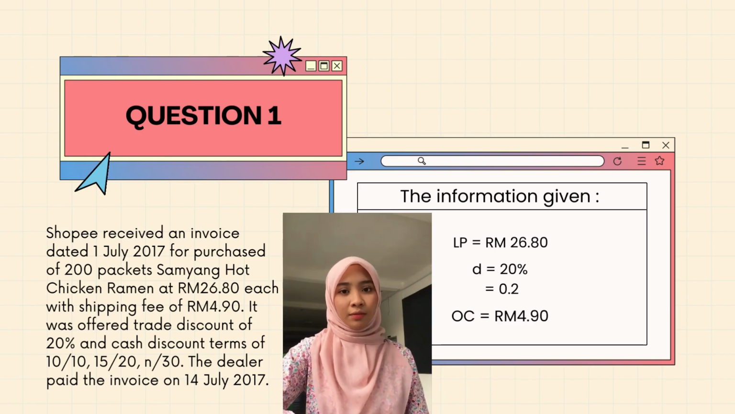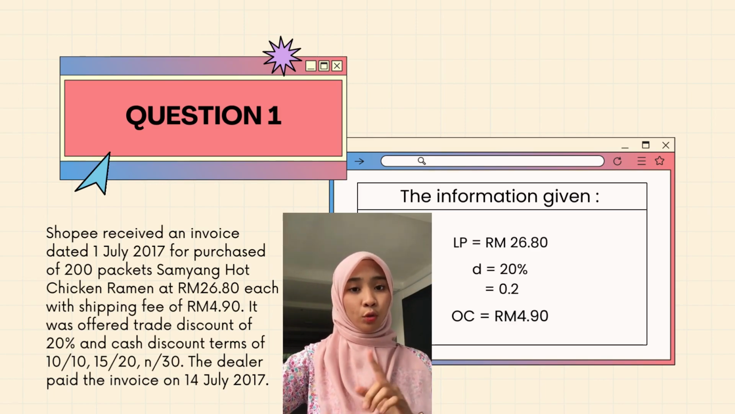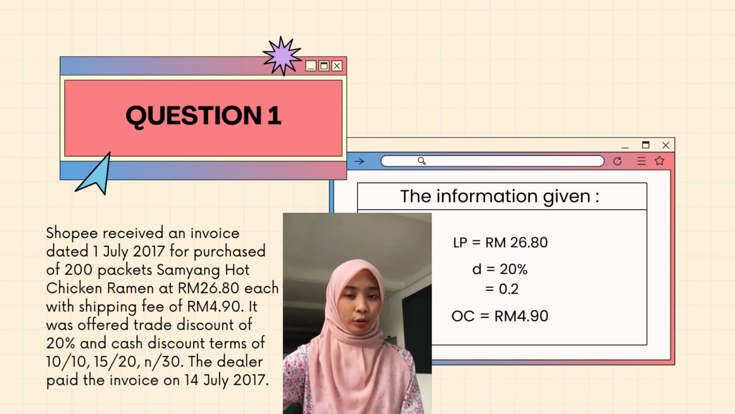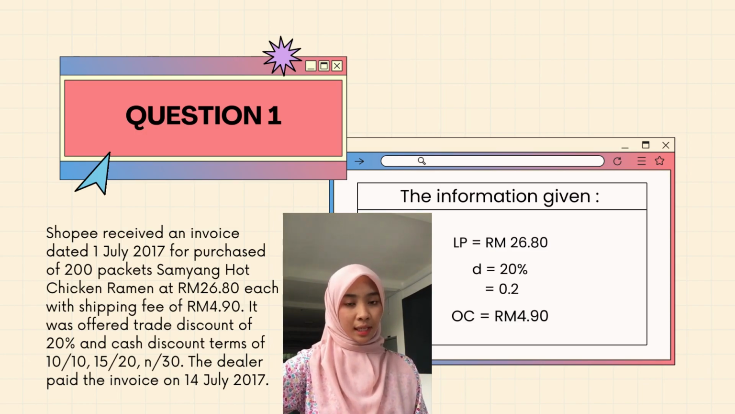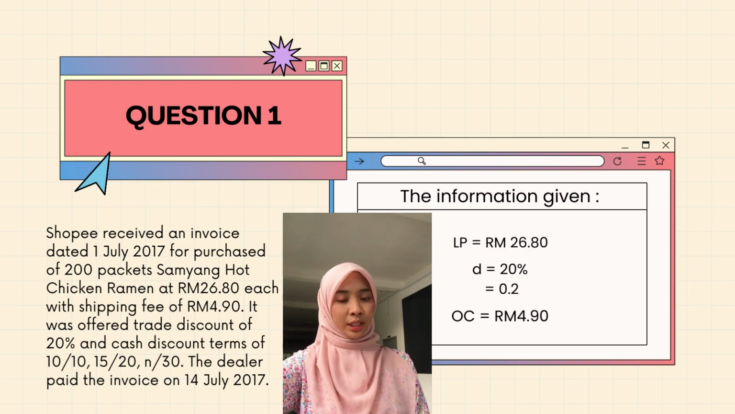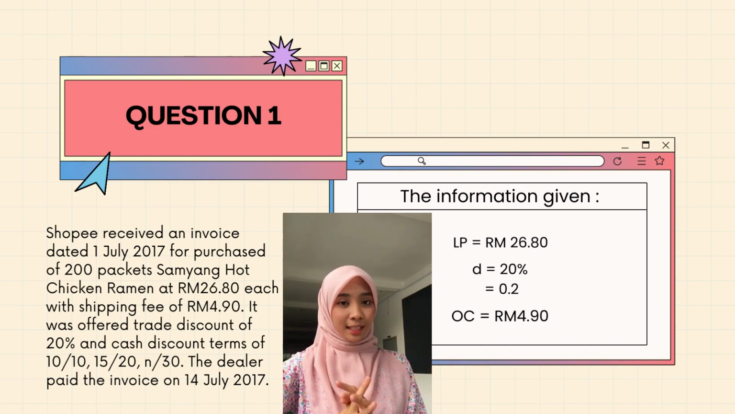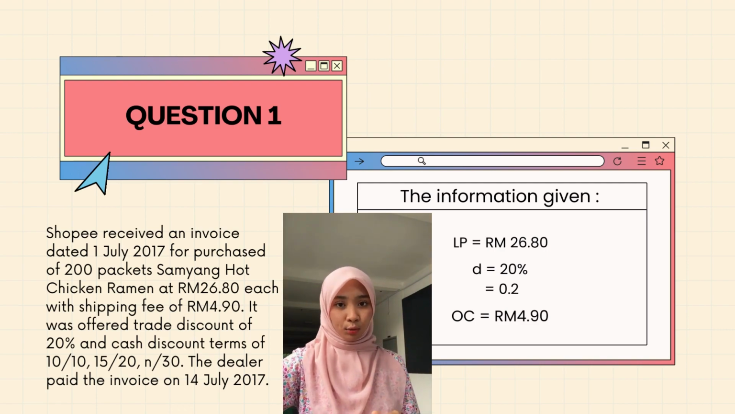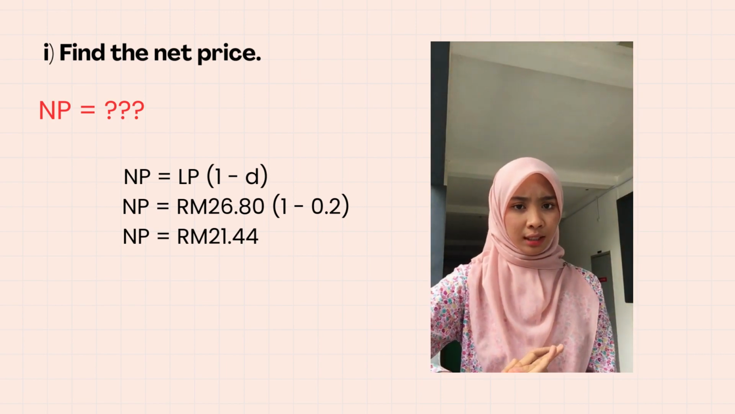So, the information given in this question is LP, which stands for list price, and it is equal to RM26.80. After that, D, which stands for discount, equals 20%. To make the calculation, we need to convert this percentage to a decimal number. It is simple: 20 divided by 100 equals 0.2, and that's our D. Next, we have other cost, or OC, which equals RM4.90. Okay, the first question is to find the net price, or NP.